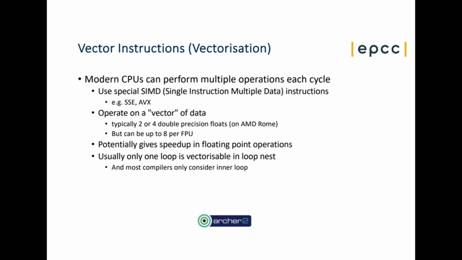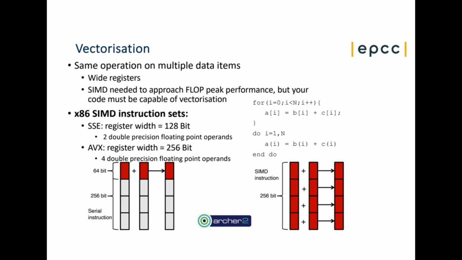So potentially this gives us some speed up for floating point operations, and usually this is based on loops. Normally you find that only one loop in a loop nest can be vectorizable, and most compilers will only consider vectorizing the innermost loop in a nest. Yeah, we're doing the same operations on multiple data items.